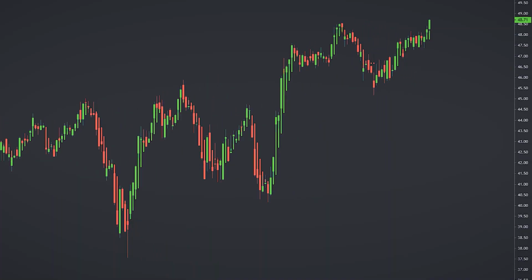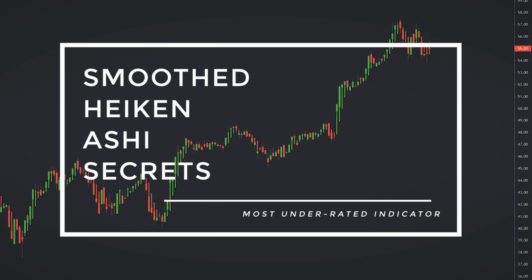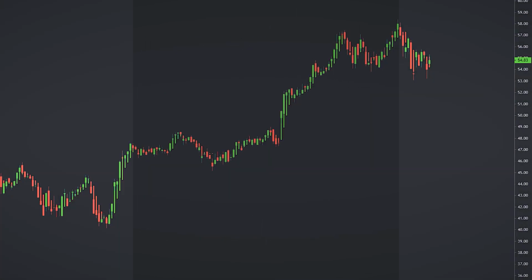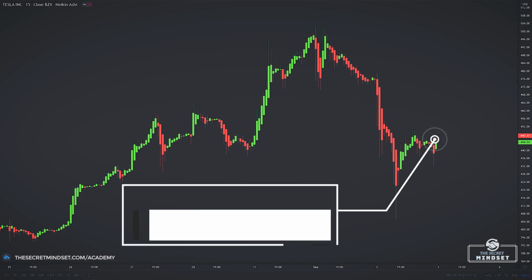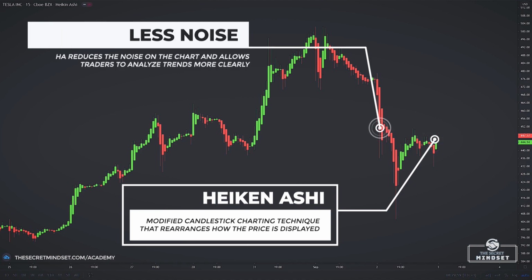Heikin Ashi charts are becoming more and more popular among traders, and there are many trading strategies built around this type of charts. Heikin Ashi is a modified candlestick charting technique that rearranges how the price is displayed. Basically, Heikin Ashi charts make candlestick charts more readable for traders who want to know when to stay in a trade and ride a strong trend, and when to get out when the trend weakens.